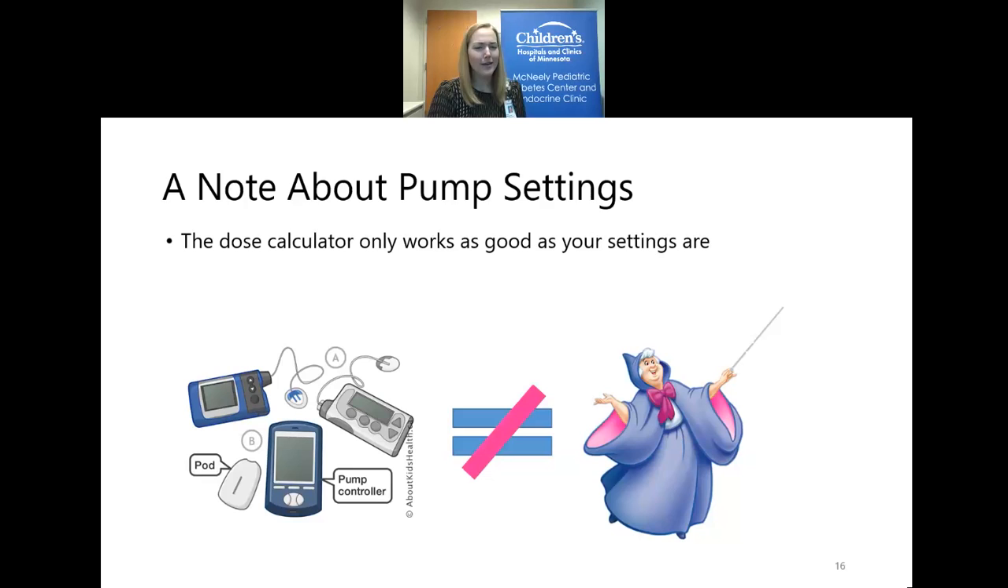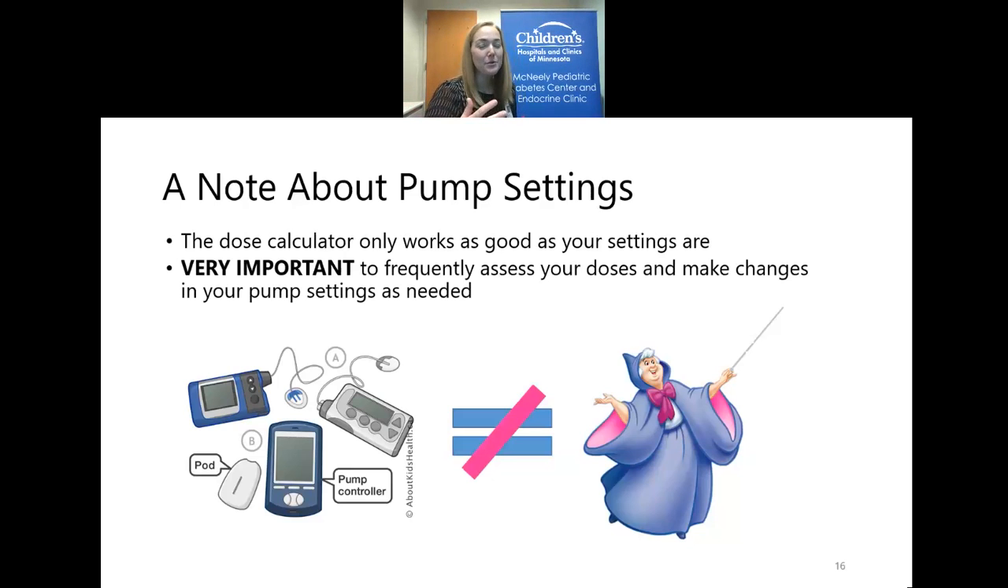So this is saying your pump is not a fairy godmother. It's not going to fix everything. You still got to put some work into this dose calculator. So it's super important that we are frequently assessing our doses, that we're making changes to our pump settings as needed, because again, our dose calculator is only as good as the settings are. So we want to make sure that those settings are meeting our body's needs.